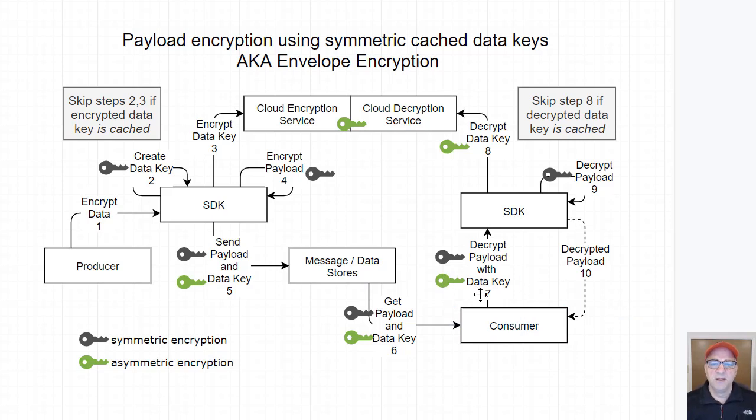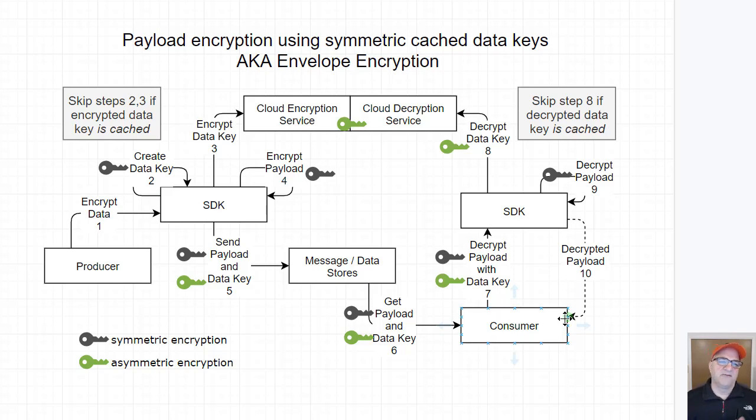So when the consumer receives the message, it's going to call the SDK to decrypt the payload with the data key. And remember, the payload was encrypted with the symmetric key by the SDK on the other side, and the data key was encrypted by the cloud service by the SDK on the other side. The SDK will then call the cloud service to decrypt the data key, and it will decrypt the payload using the data key that came in the payload that was decrypted by the key store service, and then you will get a decrypted payload back.